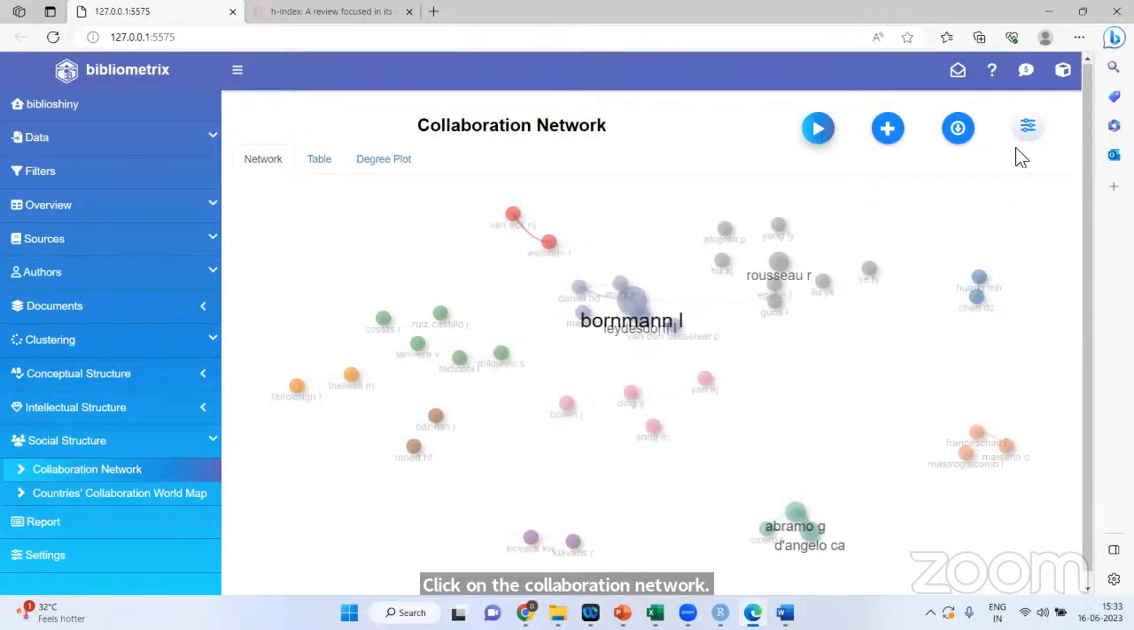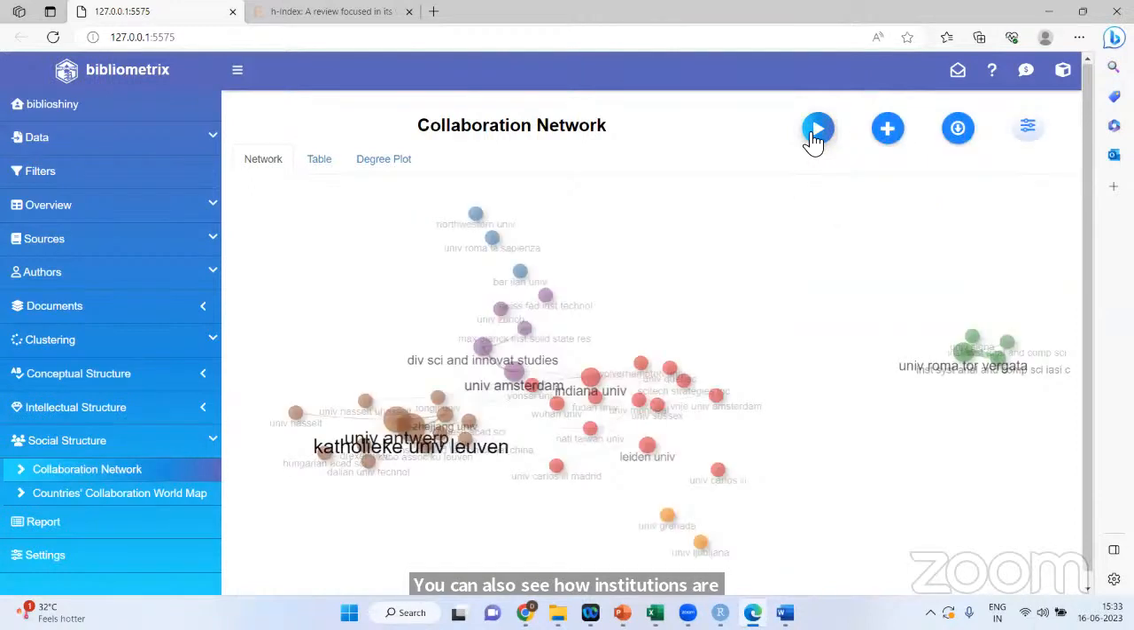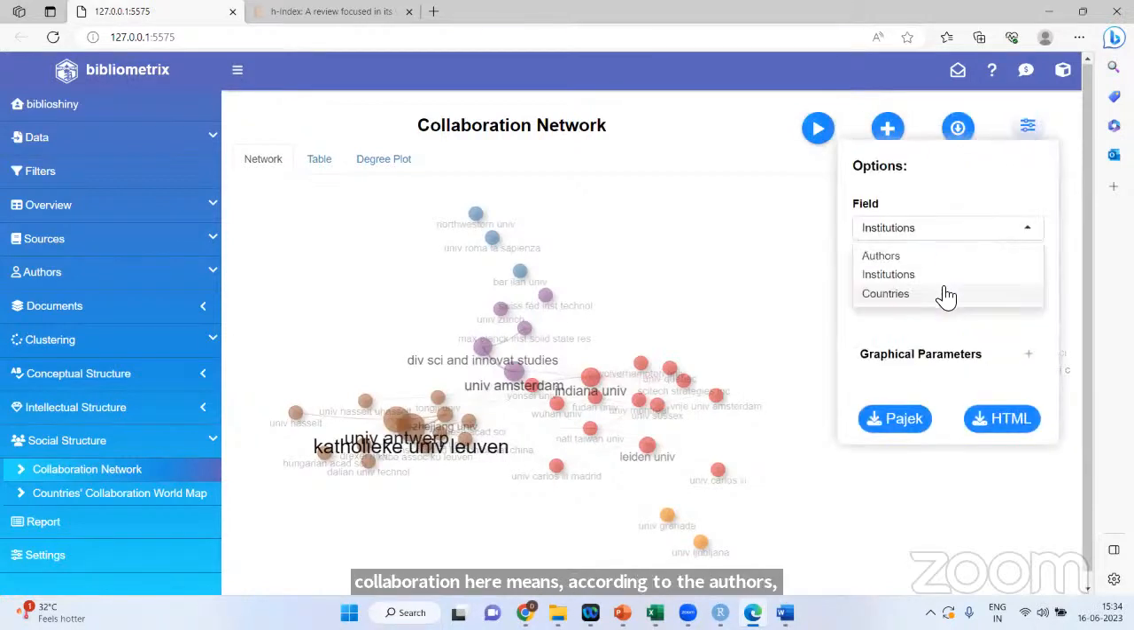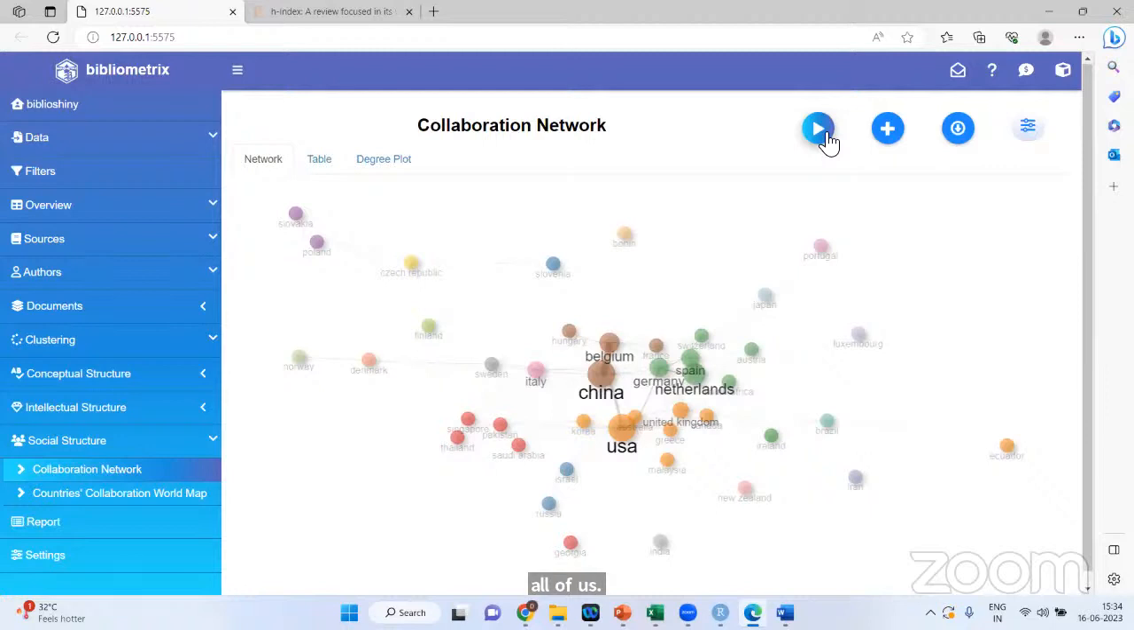This is the authors' collaborations, right? You can also see how institutions are collaborating with each other. Institution collaboration here means according to the authors only. Then countries collaboration. Again, an eye-opener for all of us. Please see this. China and USA, co-authors in many, many papers, right? Just see this. Slovakia, Poland, and Finland. Only a 3-country network.